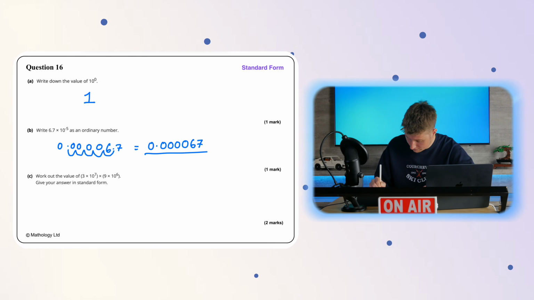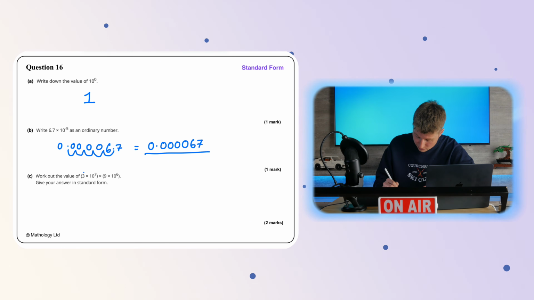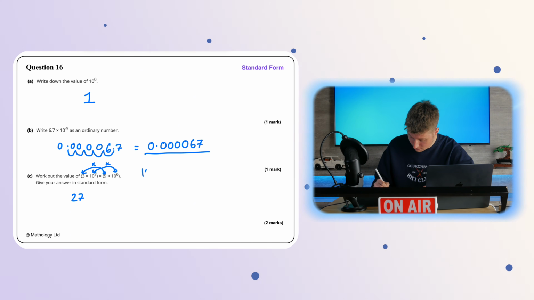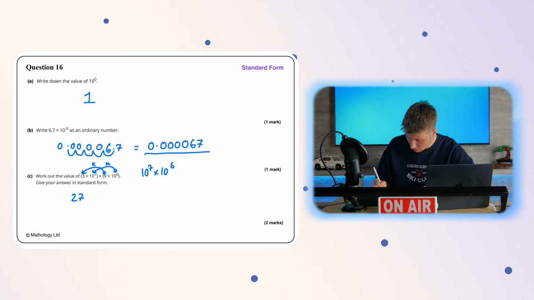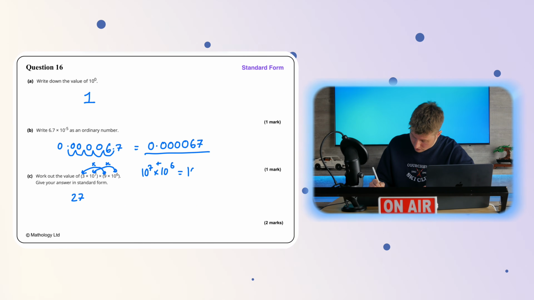0.000067. Part C says work out the value of 3 times 10 to the power of 7 times 9 times 10 to the power of 6. So if we do the numbers first, 3 times 9 is equal to 27, and then 10 to the power of 7 times 10 to the power of 6. When we've got the same bases separated by a multiplication sign, we add the powers. So this is going to become 10 to the power of 13.